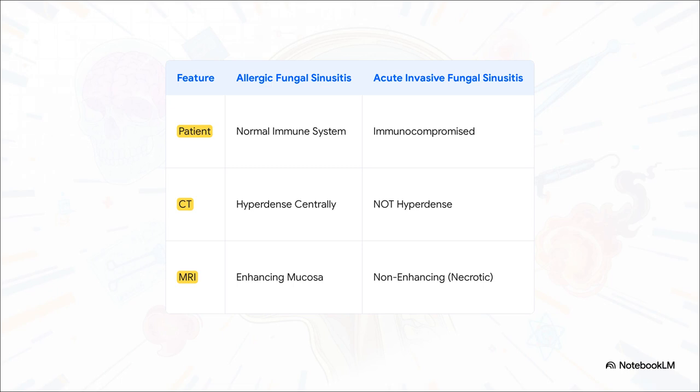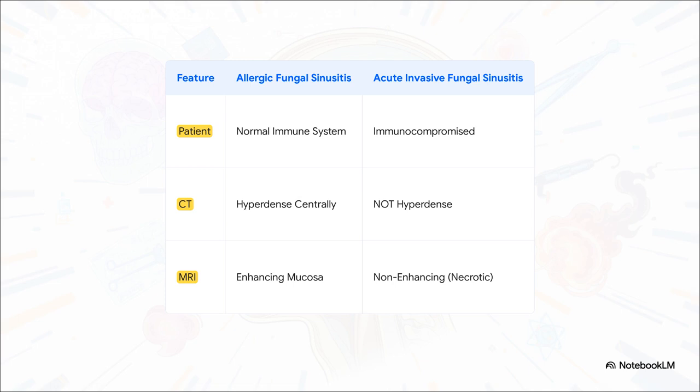Look at the patient type. They have a normal immune system. On CT, the key is that the gunk in the sinus is hyperdense. It's bright white centrally. Now on the other side, you have the bad one, invasive fungal sinusitis. This is a 5-alarm fire in a patient who's immunocompromised. And here's the critical part.